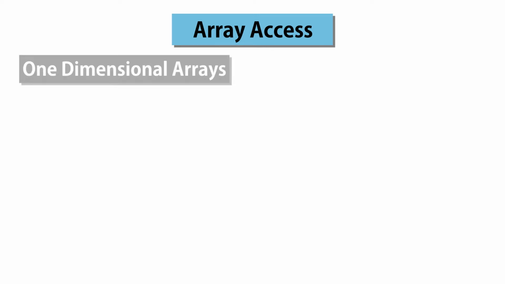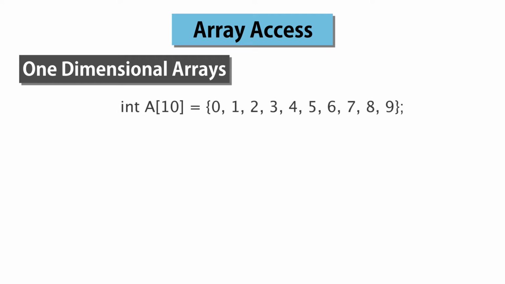In this video, we're going to review how array access happens in x86 assembly. Let's start with a simple case of one-dimensional arrays. Suppose we have a one-dimensional array A of 10 ints, and suppose we've initialized our array to contain the numbers 0 through 9. In C, we declare this as follows. Conceptually, then, our array looks like this.